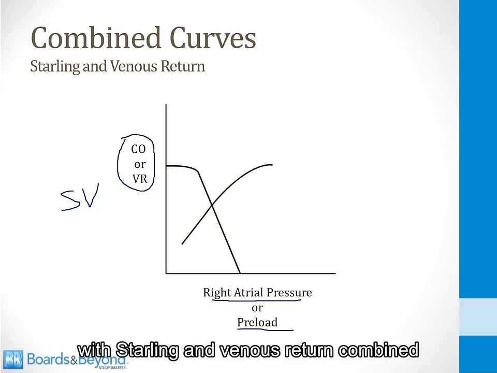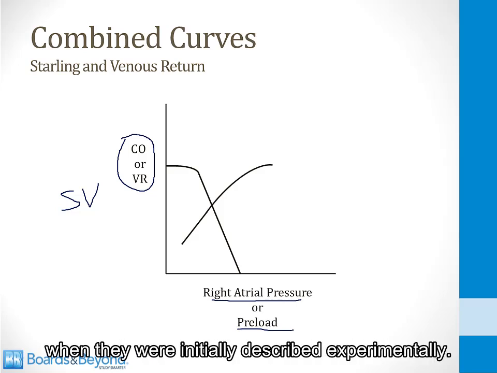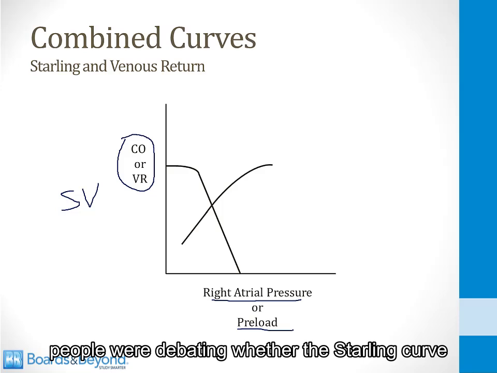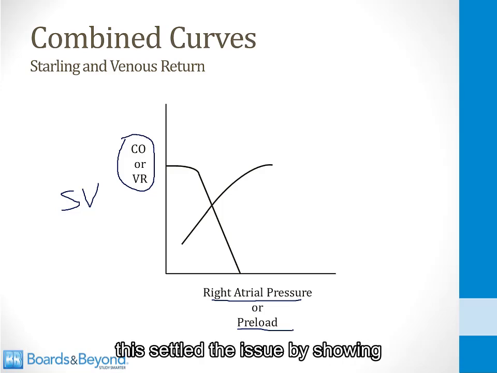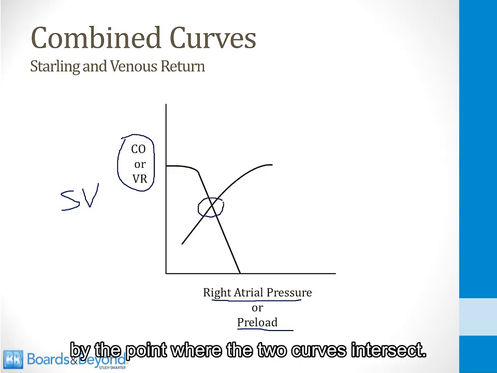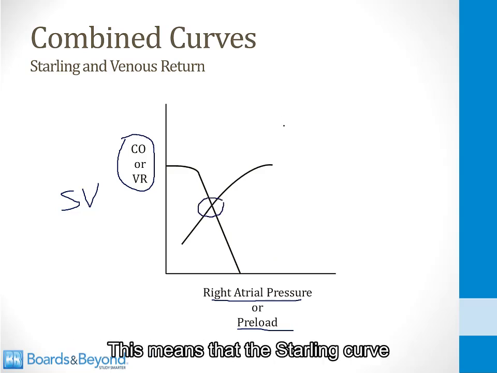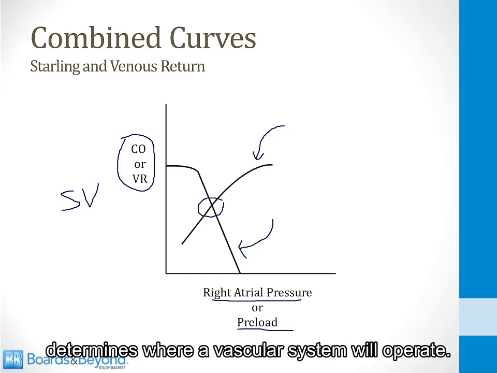And these curves with Starling and venous return combined were a breakthrough in the 1960s when they were initially described experimentally. At the time, people were debating whether the Starling curve or the venous return curve determines the cardiac output. When the curves were put together, this settled the issue by showing that the cardiac output is determined by the point where the two curves intersect. This means that the Starling curve can influence the cardiac output, but so can the venous return curve. The intersection of those two curves determines where a vascular system will operate.